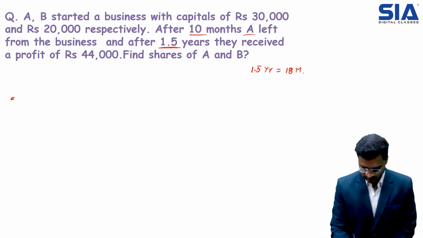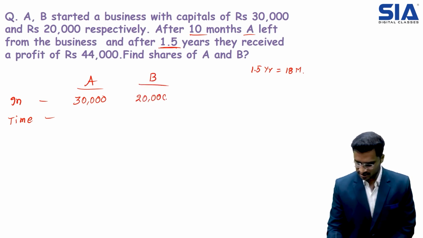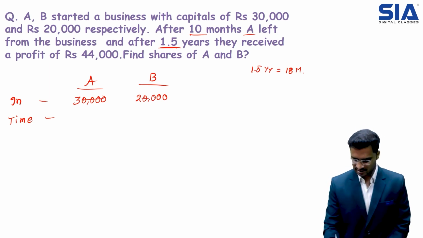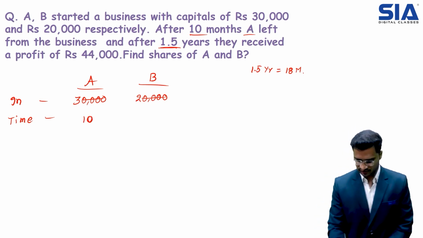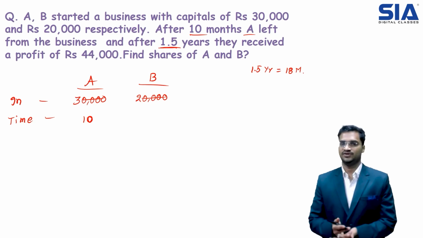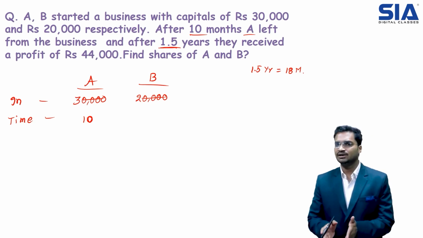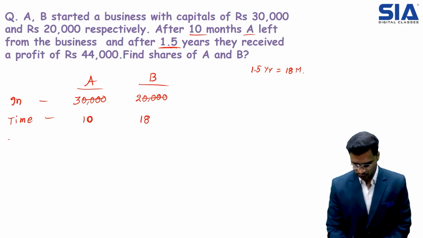So let us see the investments and time periods. The investment of A is 30,000 and the investment of B is 20,000. Here there are 4 zeros common in both of them, so let us cancel them. And after 10 months A left. So A is staying in the business for 10 months, and after 1.5 years they have calculated the profit. Now B has stayed in the business from the start till the end, so B is staying in the business for a total of 18 months.